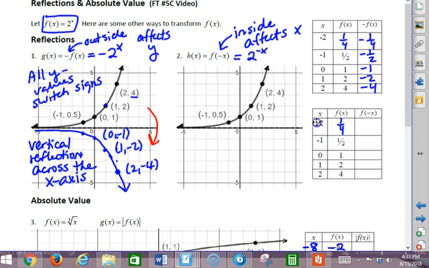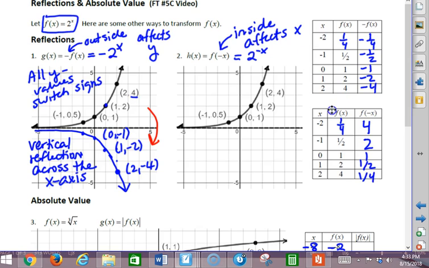So how is this going to affect the graph? Well, if I put in negative 2 for x and I do 2 to the negative x, negative 2 becomes positive 2 when I take the opposite of it. So then I have 2 squared, which is 4. When I put in negative 1, it becomes 2 to the positive 1, which is 2. 2 to the 0 is still 1. 2 to the first now is 2 to the negative 1, which is 1/2. And if x is 2, it becomes 2 to the negative 2, which is 1/4.